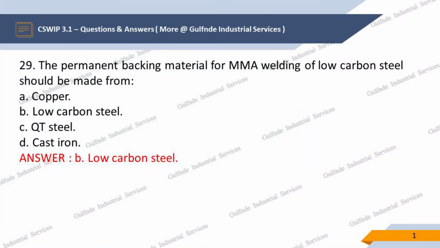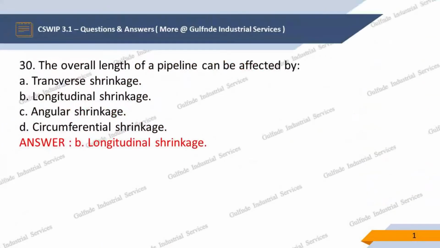Question 29. The permanent backing material for MMA welding of low-carbon steel should be made from: A. Copper, B. Low-carbon steel, C. QT steel, D. Cast iron. Our answer is B. Low-carbon steel.